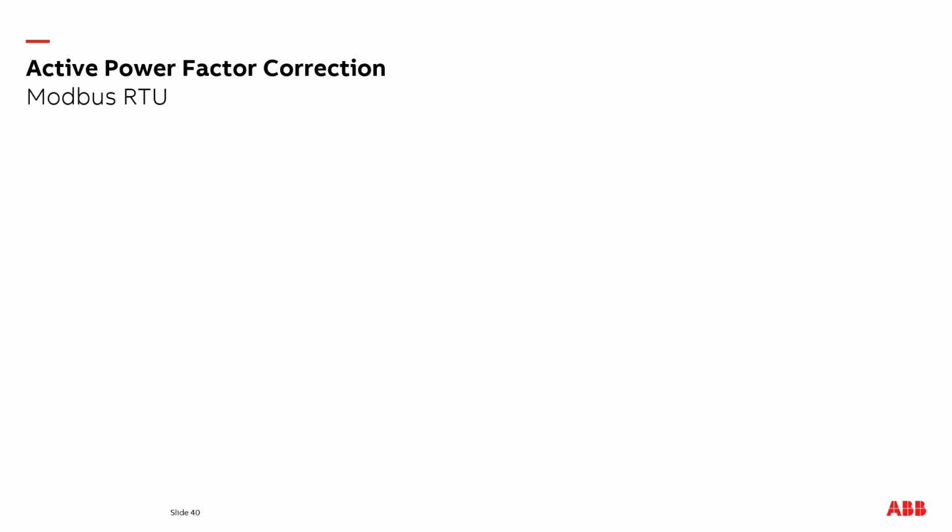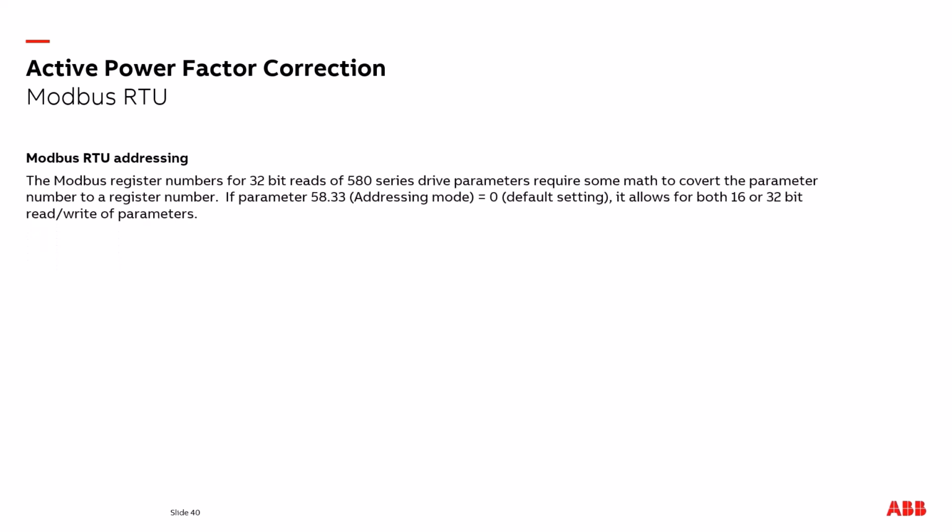Another native language built into the ACH580 drives is Modbus RTU, and we have a Modbus RTU addressing system in place. The Modbus register numbers for 32-bit reads of the 580 series drive parameters require some math to convert the parameter numbers into register numbers. If parameter 5833 addressing mode equals 0, the default setting, this allows for both 16-bit and 32-bit read-writes of parameters.